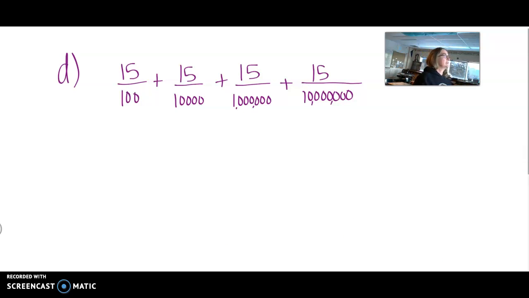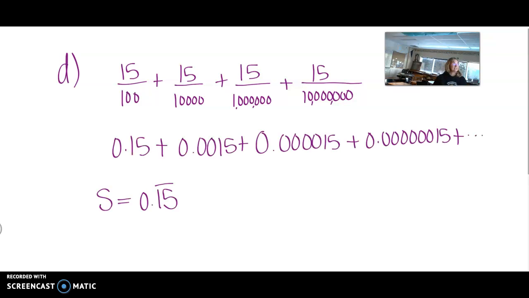Okay, so why don't you try this one on your own, see if you can figure out if it's converging or diverging, and what it's converging to if it's converging. If I write these as decimals, the first term is 0.15, the second term is 0.0015. Notice we had 2 zeros here. I'm adding 2 more zeros, which moves the decimal over 2 places. So 0.15 plus 0.0015, the sum of the first 2 terms would be 0.1515 if you line up those decimals.